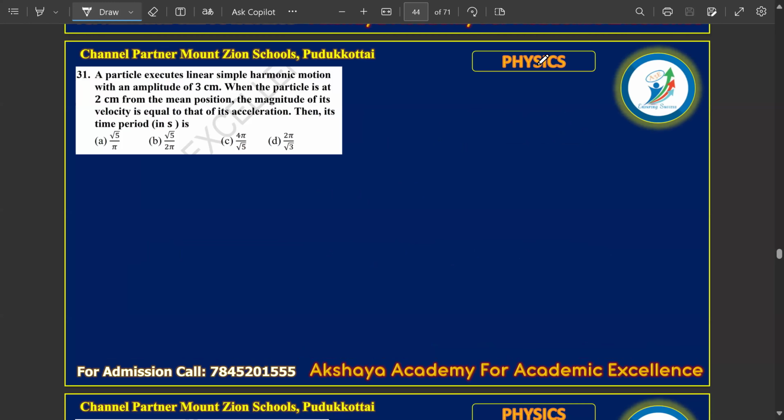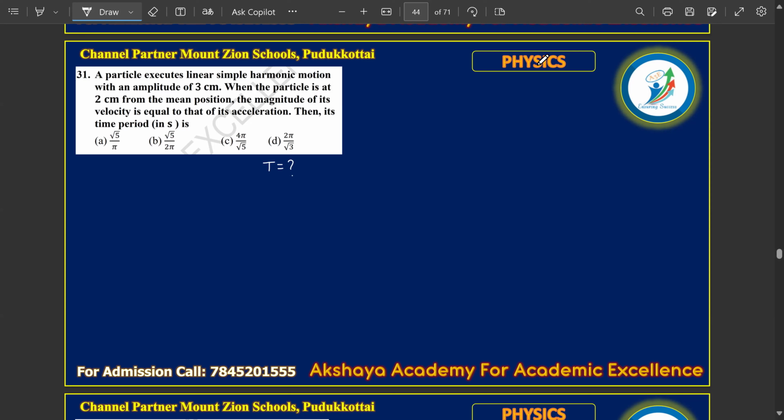Question number 31. A particle executes linear simple harmonic motion with an amplitude of 3 centimeter. When the particle is at 2 centimeter from the mean position, the magnitude of its velocity is equal to that of its acceleration. Then its time period is. So finally, we need to find out the time period. What is the condition given?